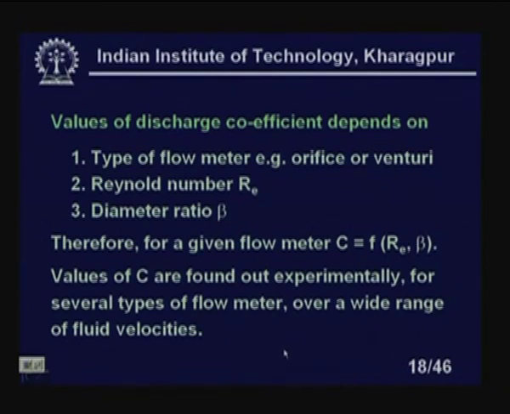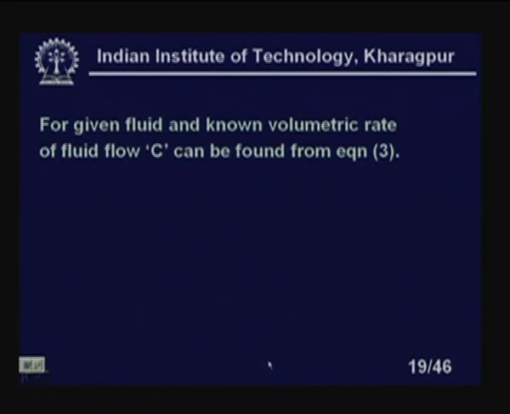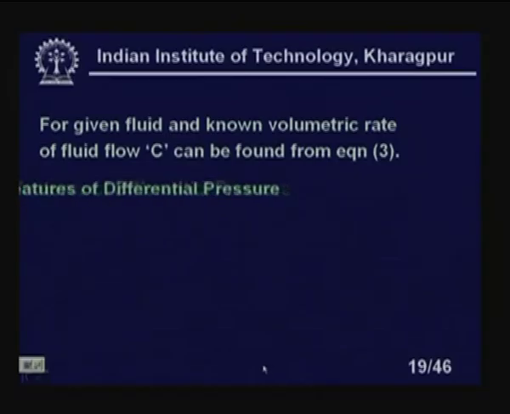Values of C are found experimentally for several types of flow meters over a wide range of fluid velocities, right, because the flow meter velocity should be known to you. For a given fluid and known volumetric rate of fluid flow, C can be found from equation 3. If the volumetric rate of the fluid is known, and if the density of the fluid is known, obviously I can find the value of C.